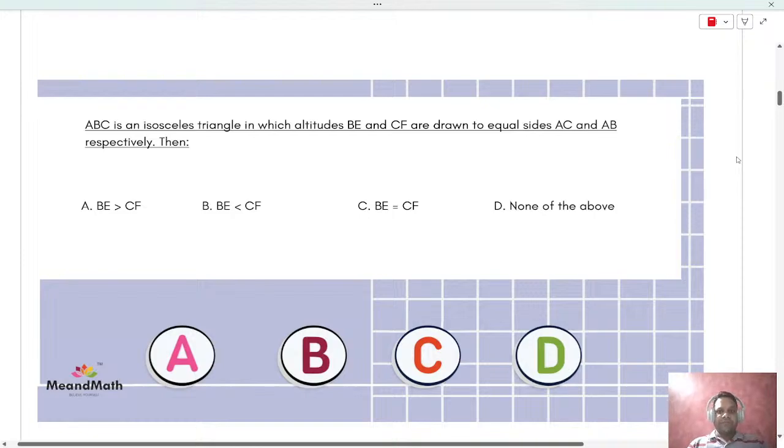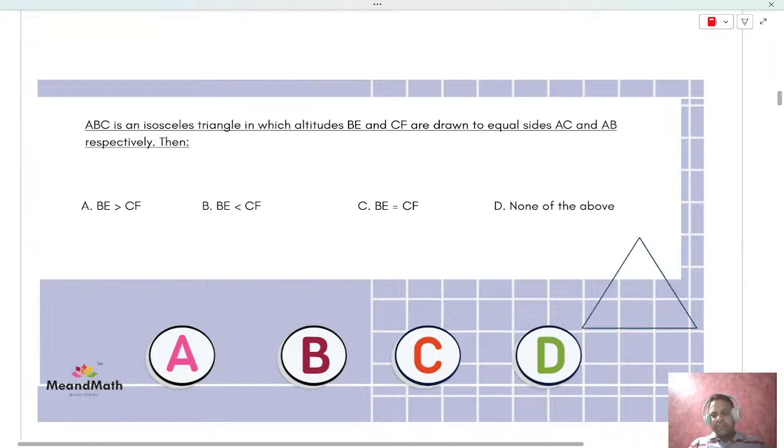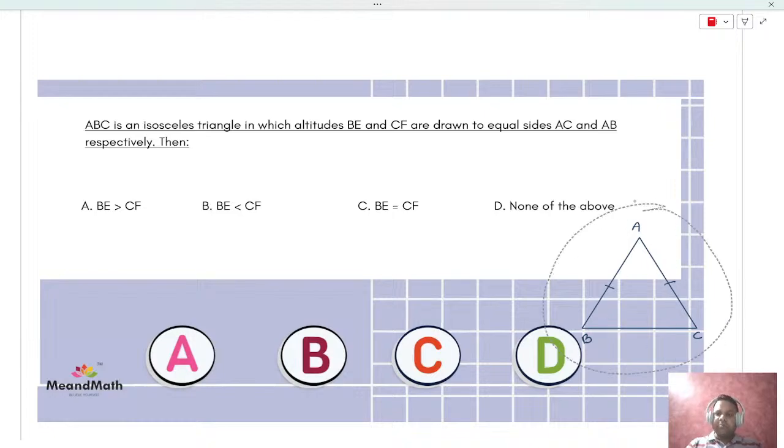Let's suppose a triangle is there. This is triangle ABC. Altitudes BE and CF in this triangle, and these two sides are equal, AB and AC. Now the question is, which is true about BE and CF? Which is true about BE and CF?